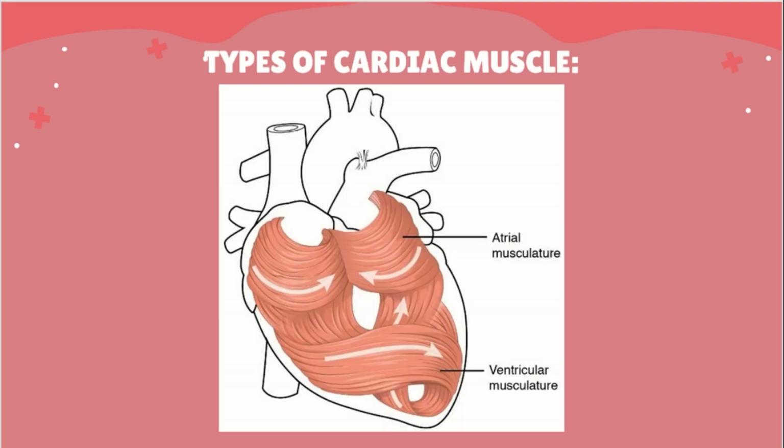Next, there are types of cardiac muscles, and those are atrial musculature and ventricular musculature. The atrial musculature is described as much thinner in the atria, while the ventricular musculature found in the myocardium of the ventricle is thick so that it allows forceful contractions.